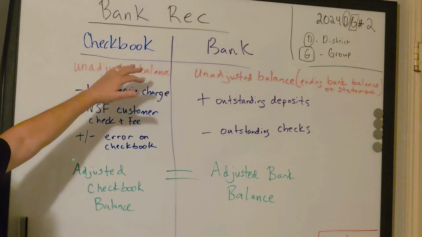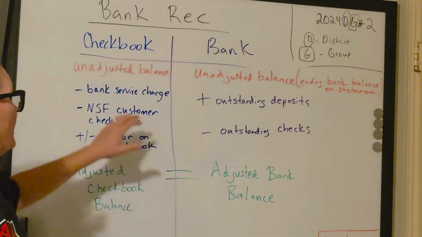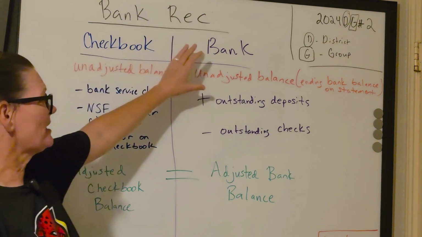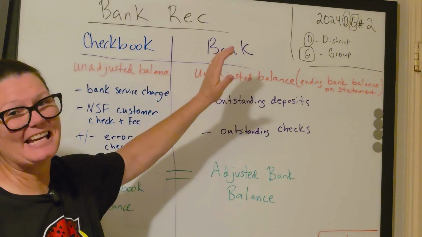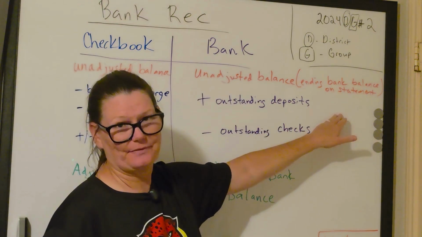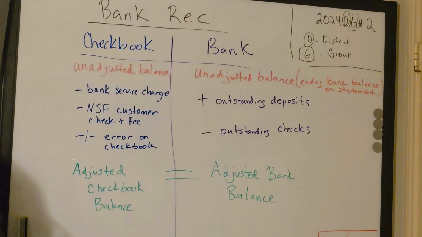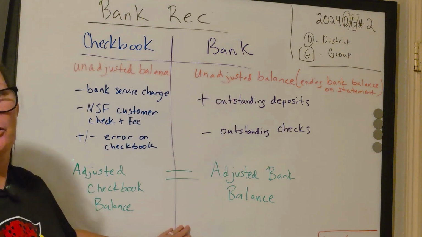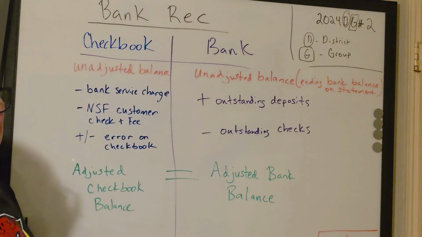And on the checkbook side and the bank side, you're going to start off with two unadjusted balances. The unadjusted balance in the checkbook is the amount that you have recorded as cash in your bank. For the bank side, this unadjusted balance is the amount found for the ending bank balance on the bank statement. And more than likely, they will not match. And there are reasons why they don't match. So we have to do adjustments to both sides to make them equal at the bottom, which we would call the adjusted balances. Now, let me explain what affects each side.